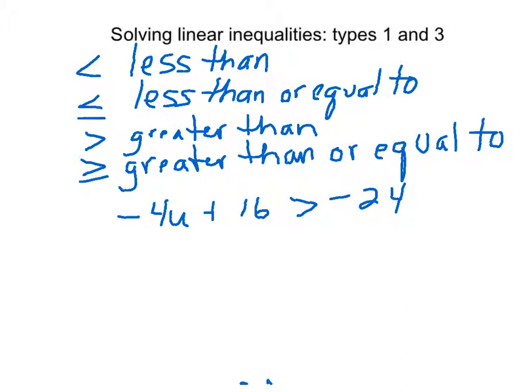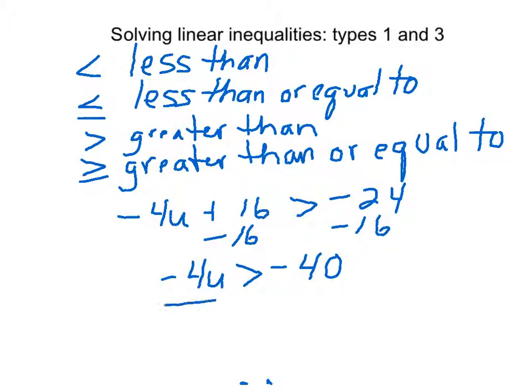So we'd get rid of the 16 by undoing the addition, just like normal. Again, you want to rewrite negative 4u is greater than, what is negative 24 minus 16? That's going to give us negative 40. Again, I would ask you the question, what would you do normally to solve this for u? You divide by negative 4.